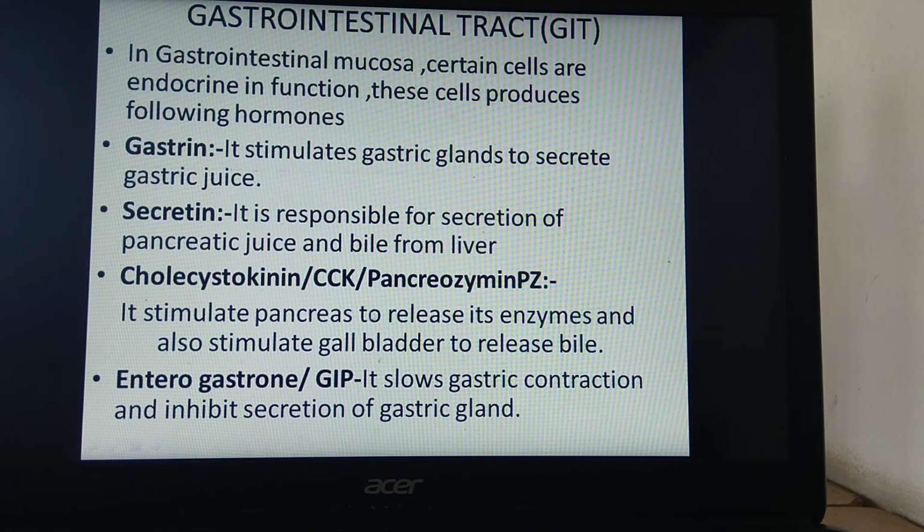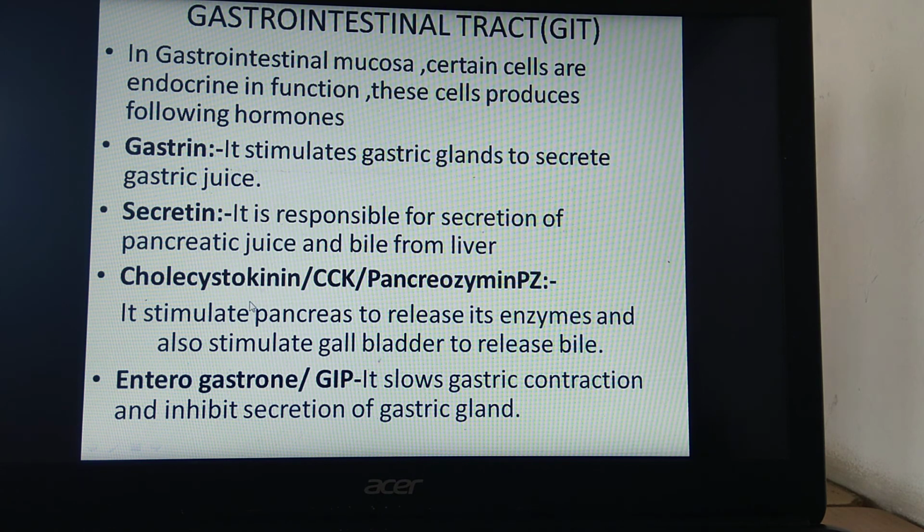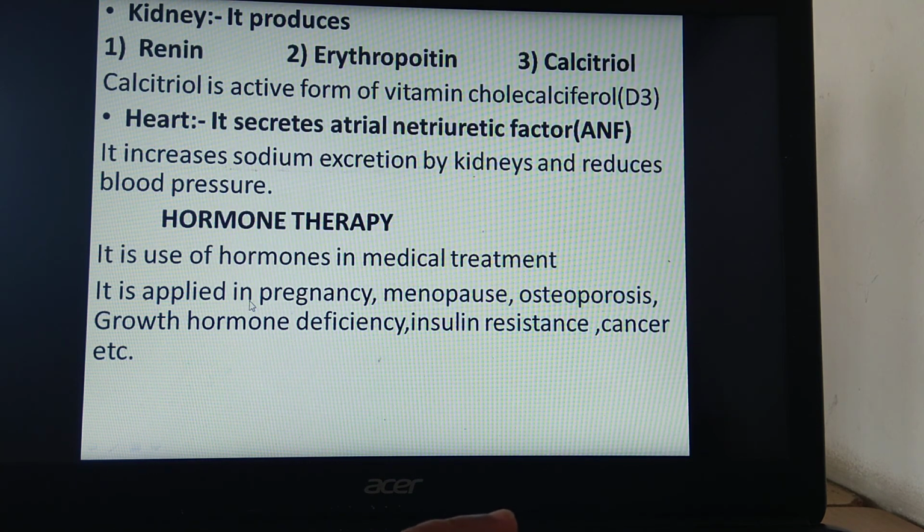Third one, cholecystokinin or CCK, also called pancreozymin, PZ. As the name suggests, it stimulates the pancreas to release its enzymes and also stimulates the gallbladder to release bile. Fourth one is enterogastrone, that is gastric inhibitory peptide, GIP. It slows gastric contraction and inhibits secretion of gastric glands. So these are the hormones secreted by the gastrointestinal tract. You have to remember their names and their role. A note can be asked for 2 marks on the secretion of the gastrointestinal tract.